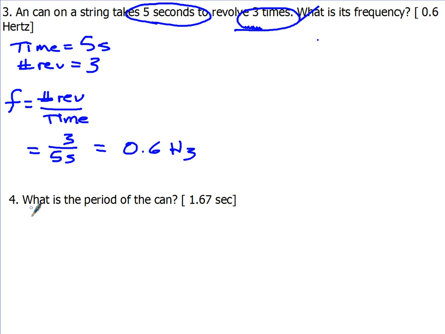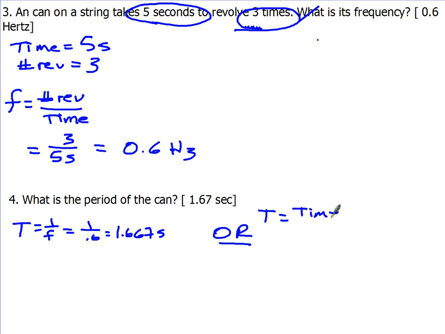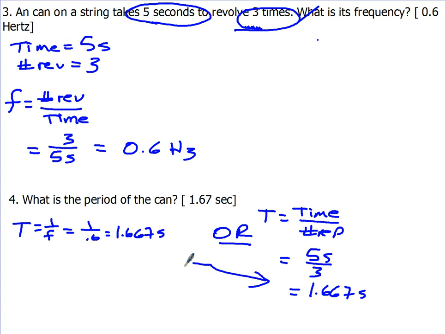What's the period of the can? The period, I can do it as 1 over the frequency. So it's 1 over 0.6 or 1.667 seconds. I can do it that way, or I can say the period is the total time divided by the number of reps. So the total time is 5 seconds divided by 3, or 1.667 seconds. Either one is right.